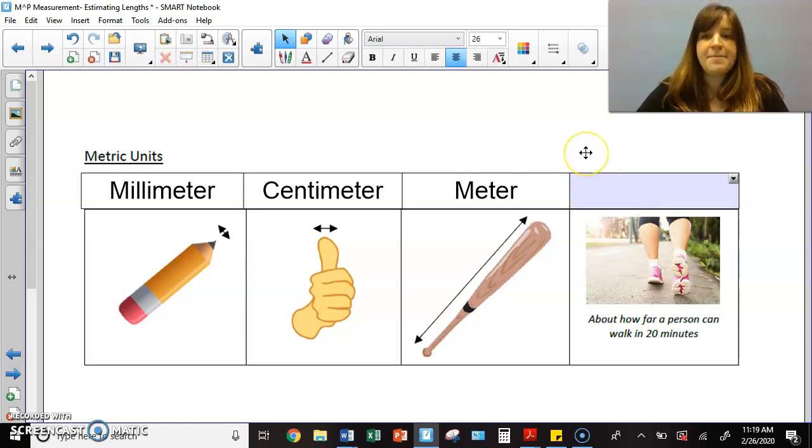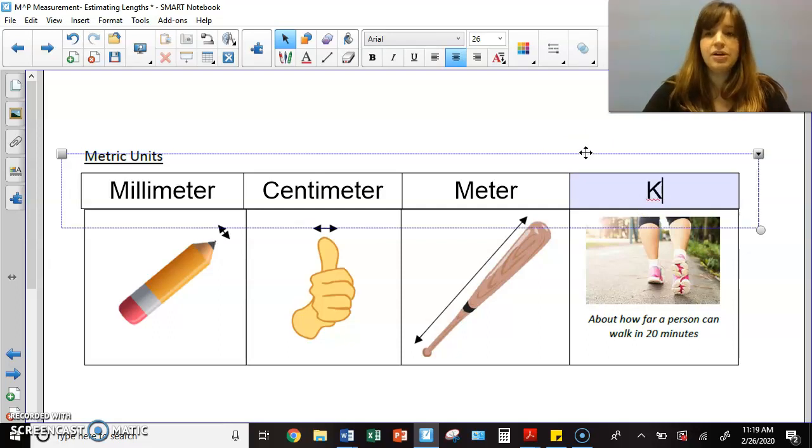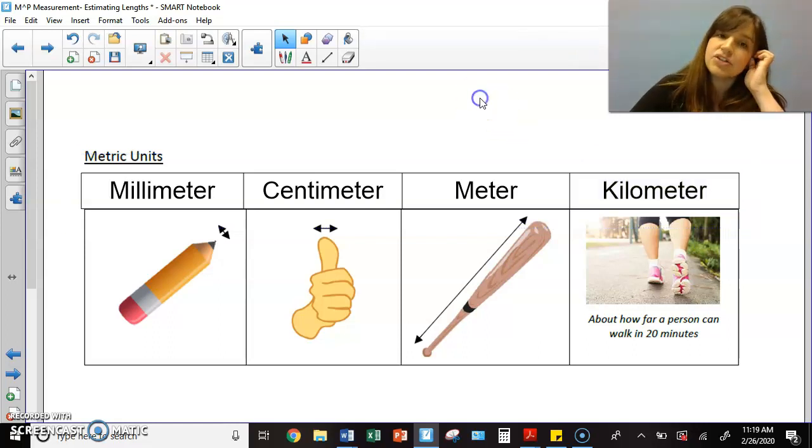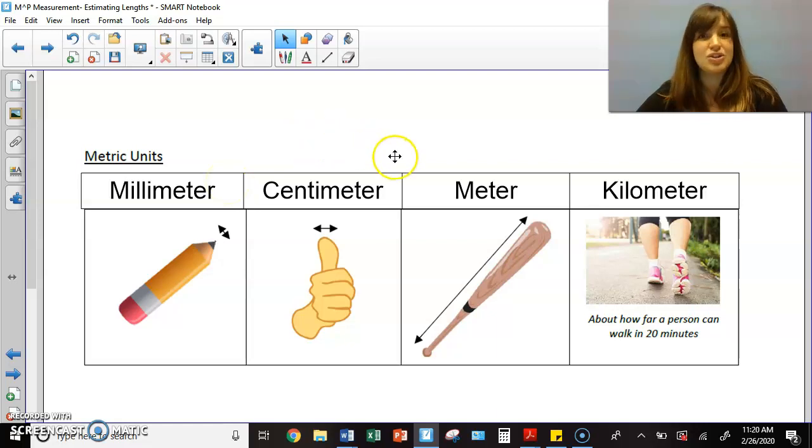Our long unit that's comparable to a mile is a kilometer. That is shorter than a mile. It's about how far a person could walk in 20 minutes, though it's probably closer to 15 minutes, but again, it depends on the speed that the person is walking. So a kilometer is comparable to miles when you're talking about further distances. Millimeters are really, really tiny. Centimeters are also small, a little bit bigger than millimeters. And then we have our meters and our kilometers.